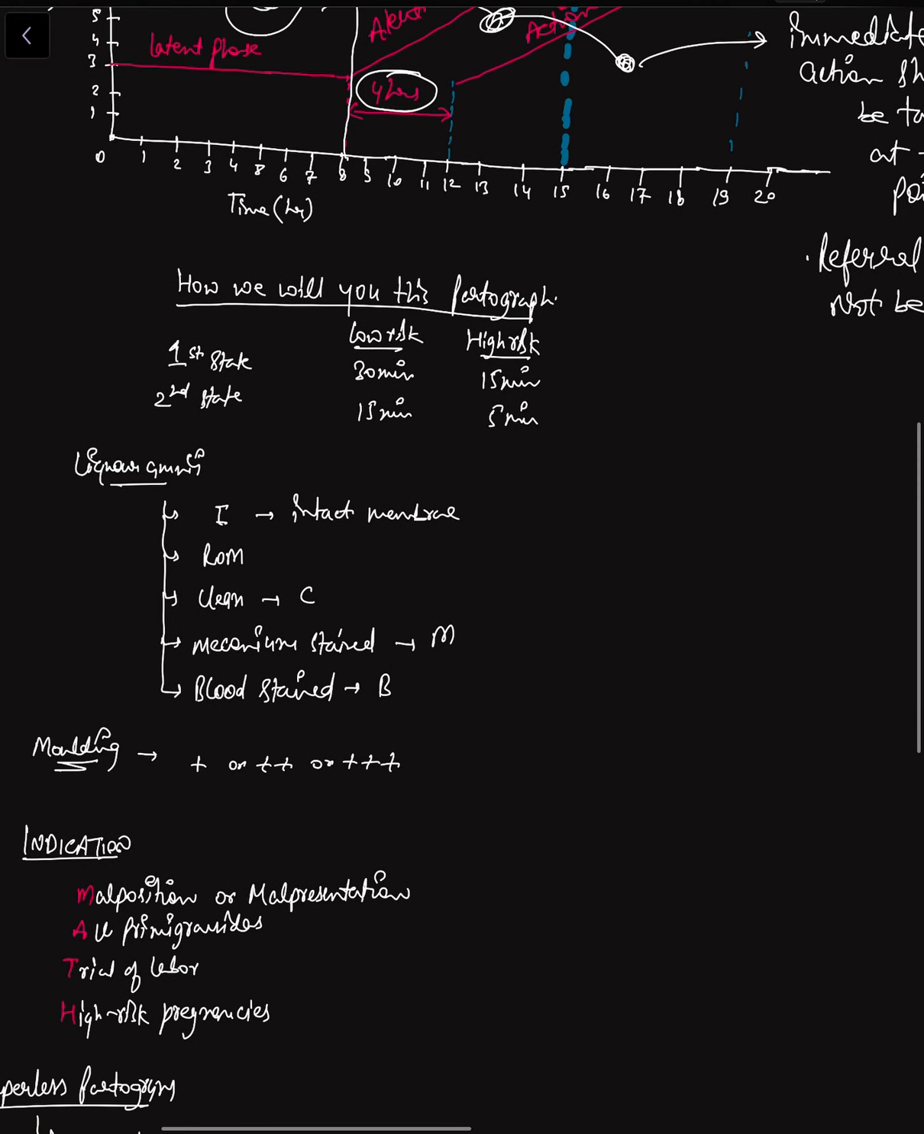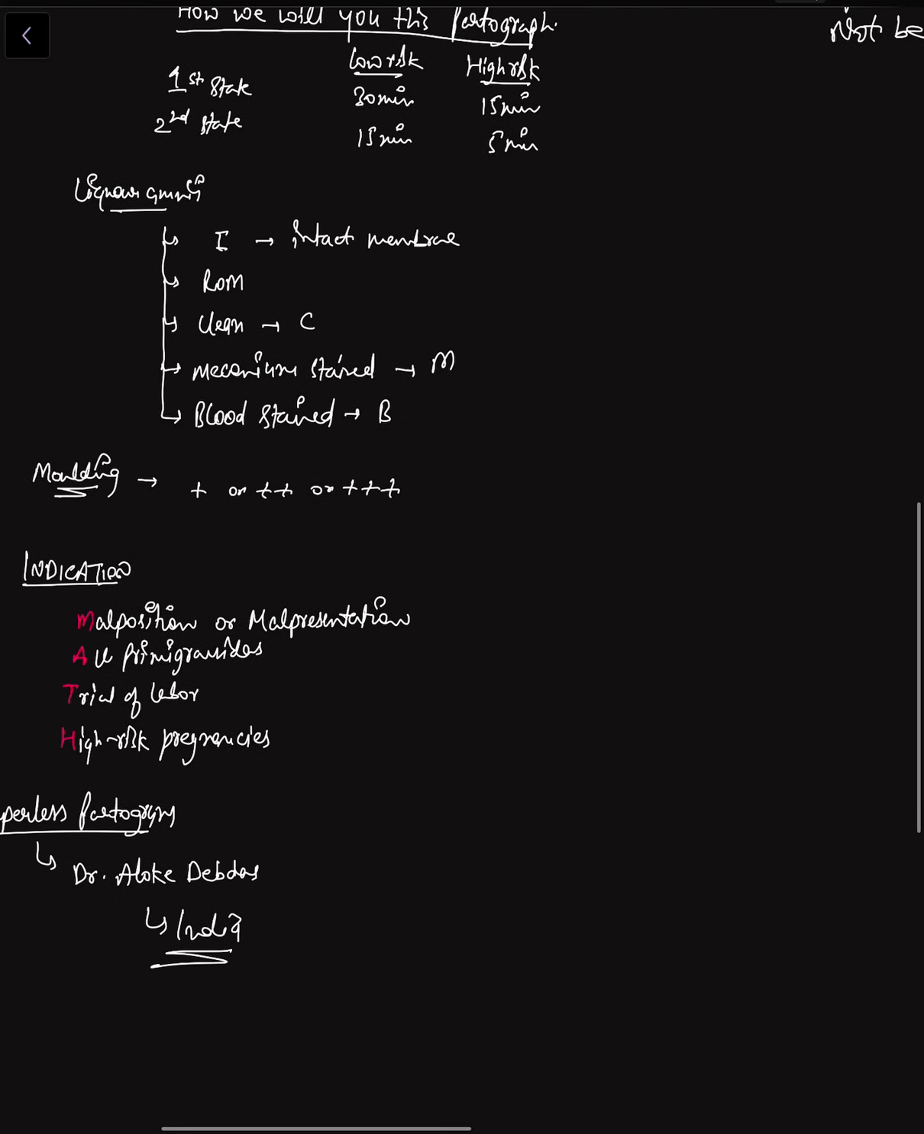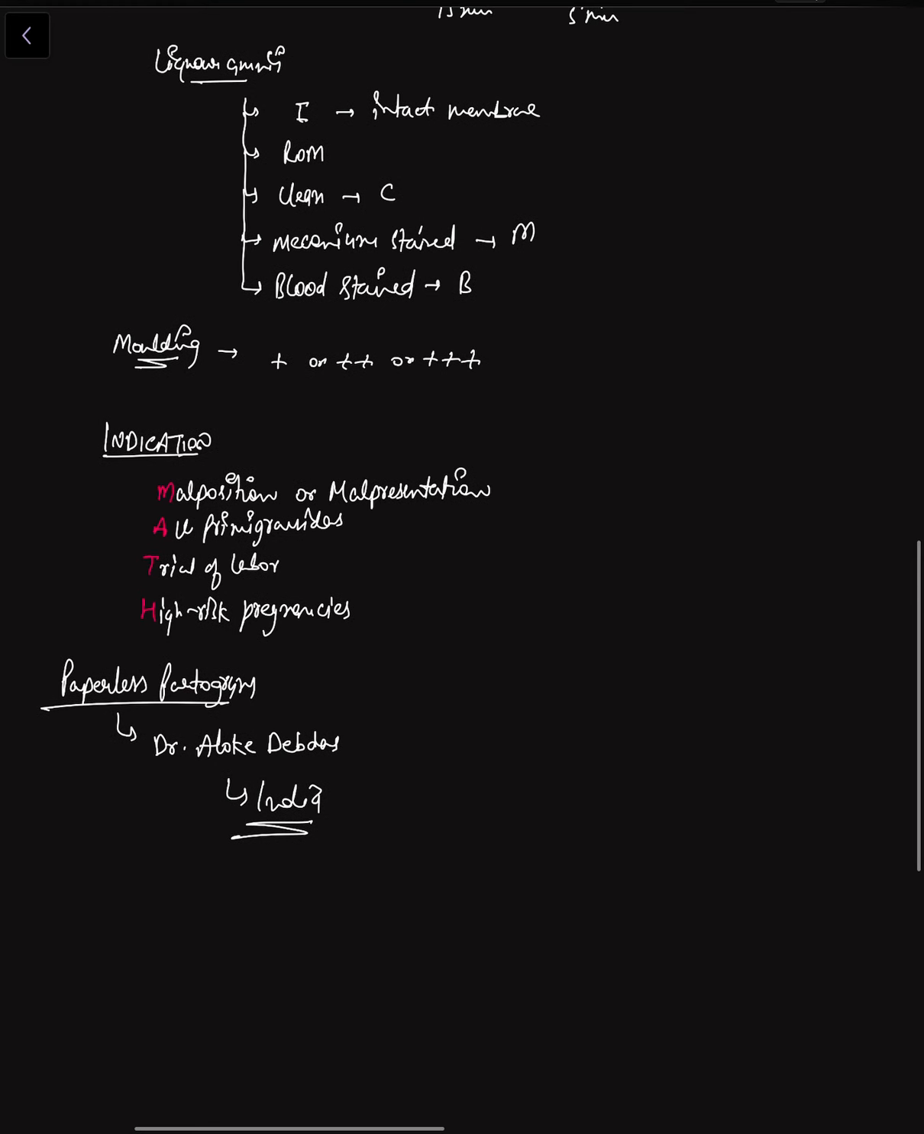Liquor amnii: if membrane is intact, denoted by I. If rupture of membrane is there, it should be recorded. Clear, meconium stain, blood stain. Molding should be graded in terms of plus signs, degree of molding. Indications: malposition, primary gravida, trial of labor, high risk pregnancies. Paperless partogram given by Dr. Aloke Devdas.